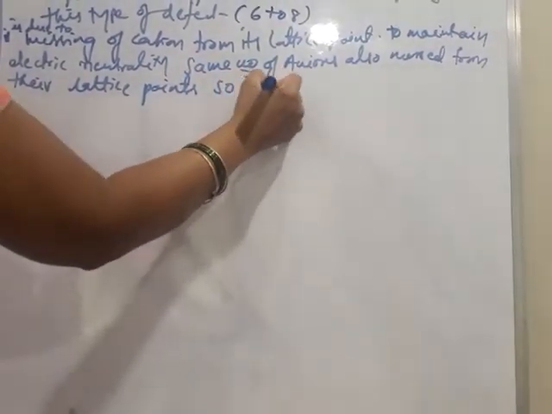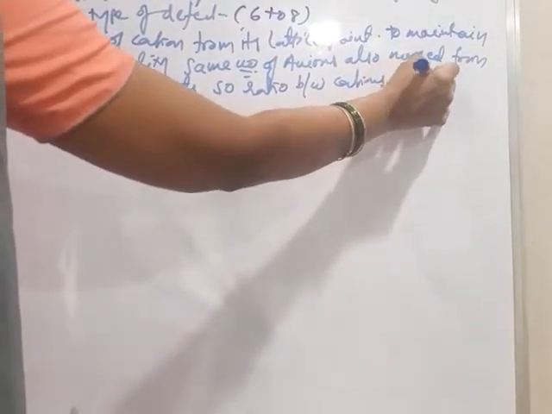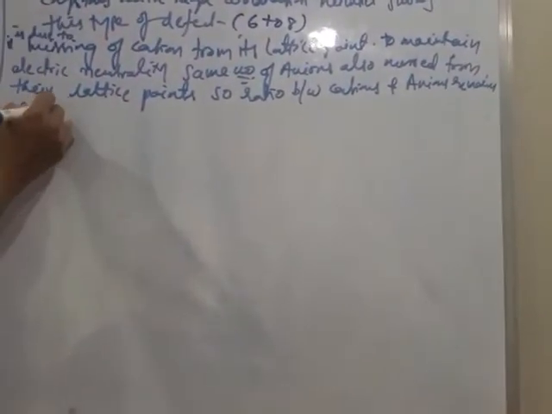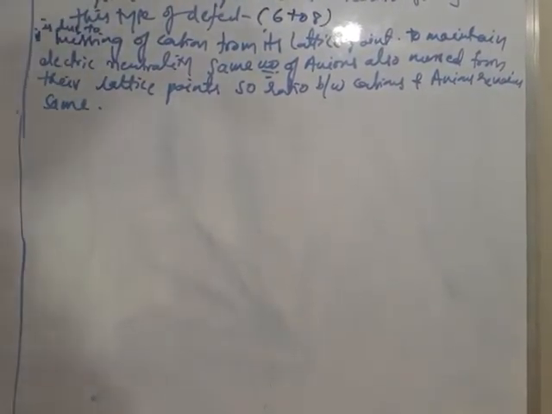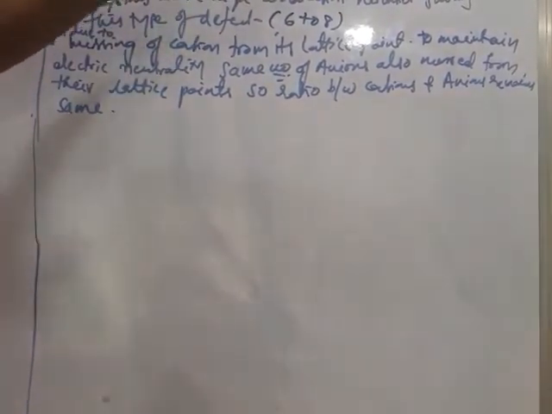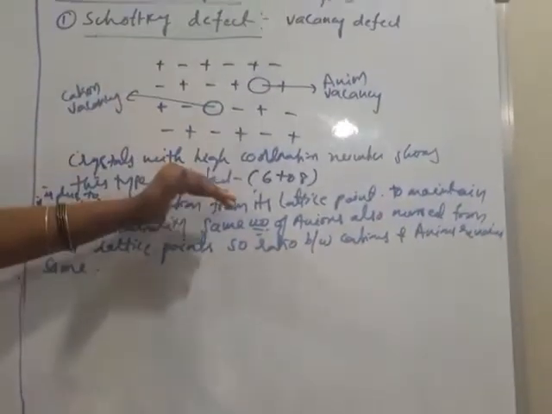So the ratio between cations and anions remains the same. Okay. Then, due to the missing of anions and cations from the lattice point outside the crystal, density gradually decreases. Due to the missing of these ions, cations and anions, vacancies are created. These vacancies are nothing but empty spaces, holes. So when ions escape out, density gradually decreases.